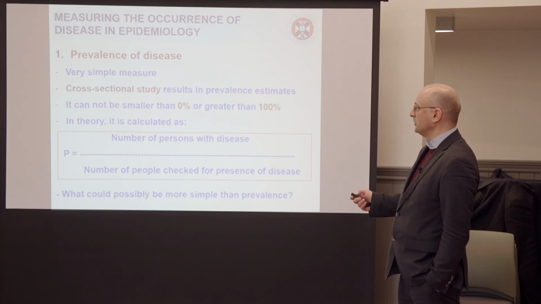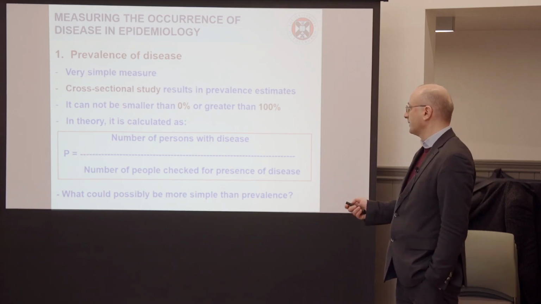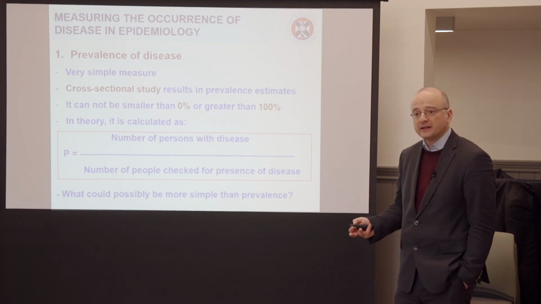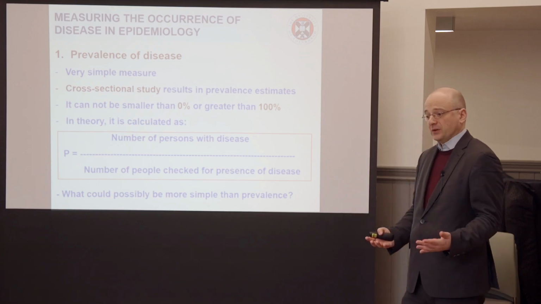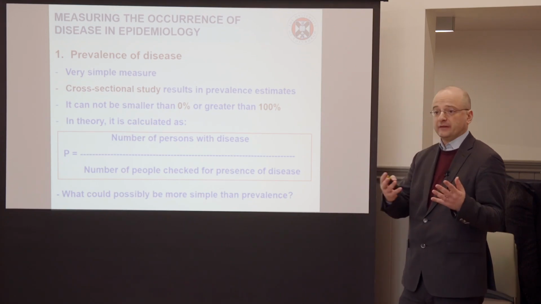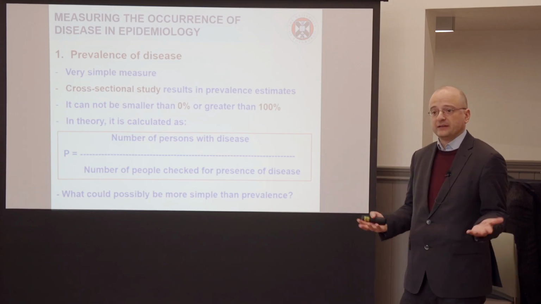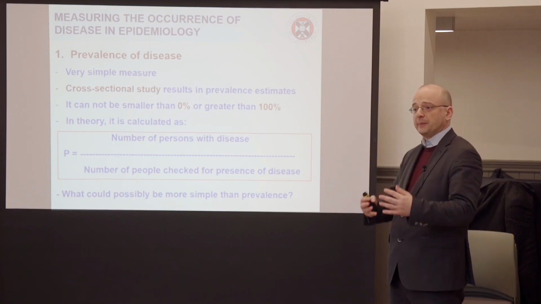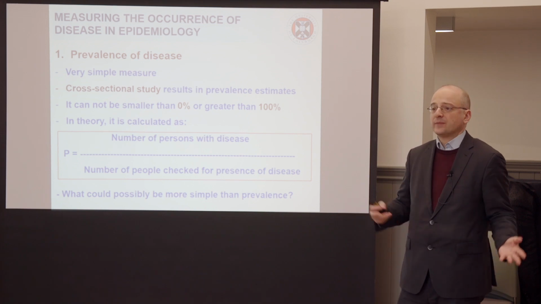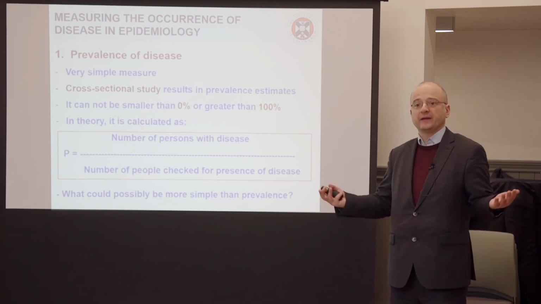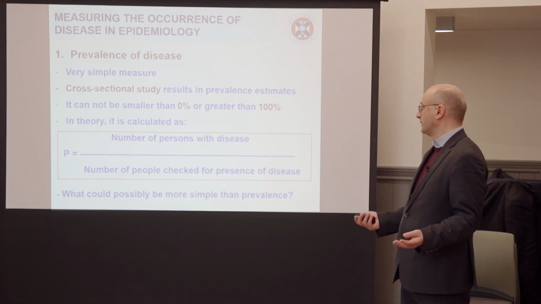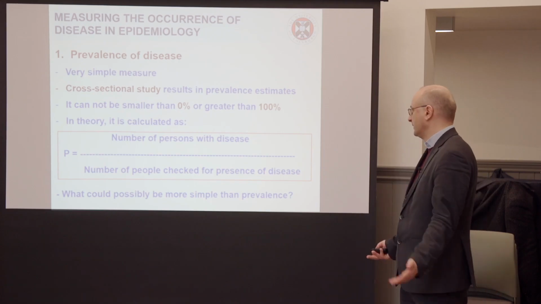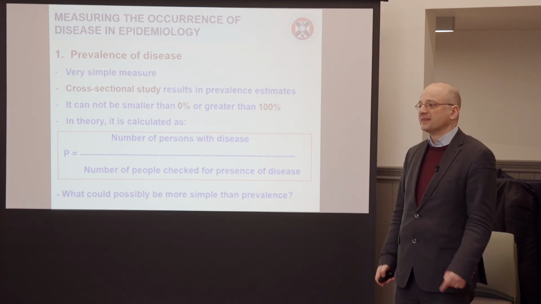So, you would use a cross-sectional study, obviously, all right? And prevalence is something that cannot be smaller than 0% and no greater than 100%. So, if you take 100 people, you can have 100 of them having a disease, you can have 0% of them having a disease, nobody, right? Or anything between that. So, at some point in time, people are either having a disease or not having a disease, and when you're measuring prevalence, you would think you're going to get a number between 0 and 100. So it's the number of persons with disease among the number of people who were checked for the presence of the disease. So what could possibly be more simple, right?